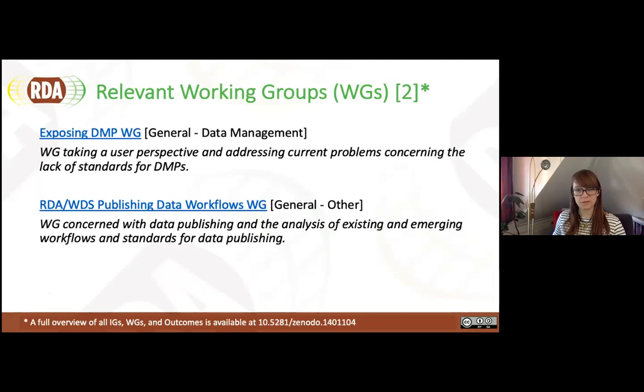And in terms of working groups, as I said, these are of a little bit shorter duration, have concrete outcomes, and are often therefore a bit more specific. So we identified 2 that might be particularly interesting for social sciences. One is the Exposing Data Management Plans working group, which is again a general group focusing on data management. It's taking a user perspective and addressing current problems concerning the lack of standards for DMPs. And I think they're also interested to hear from all kinds of different disciplines on how they deal with this, and the social sciences should be or can be involved and interested in this as well.